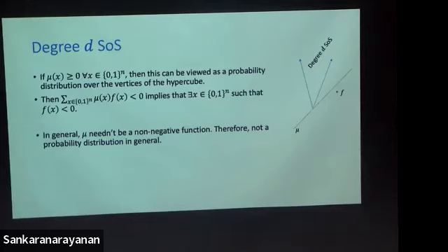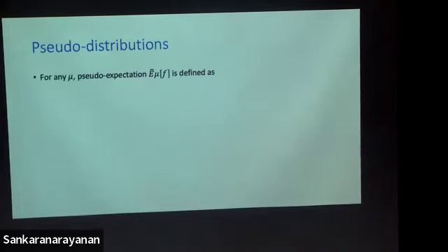Okay, but of course, in general, this needn't be true, right? Because firstly, if it were true, we would have proved a best case scenario, which is unlikely to be true. So in general, mu needn't be a non-negative function, and therefore it's not a probability distribution in general. But we can still sort of pretend that it's a probability distribution and try to work with it.